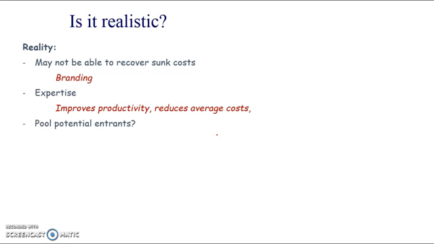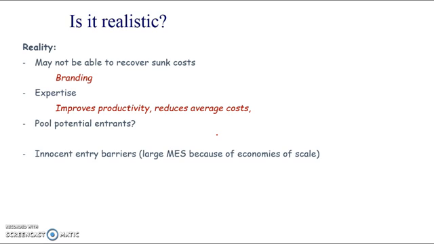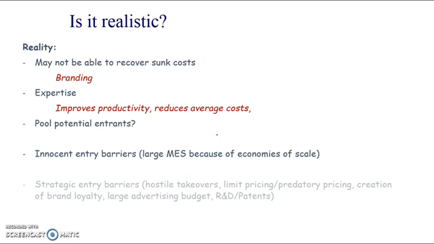So you've got to have a credible threat of potential entrants. Often maybe the rewards in the market are not significant enough, or the risk is too high for firms to enter the market. There can also be innocent entry barriers. These aren't barriers that firms necessarily create, but large minimum efficiency scales because of economies of scale. Is it realistic to think that firms aren't going to be able to gain from economies of scale? That would give firms a cost advantage.